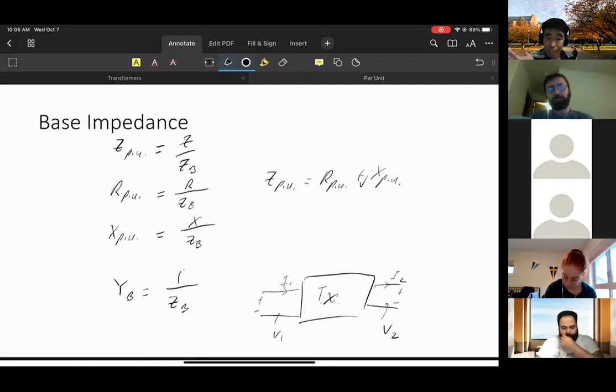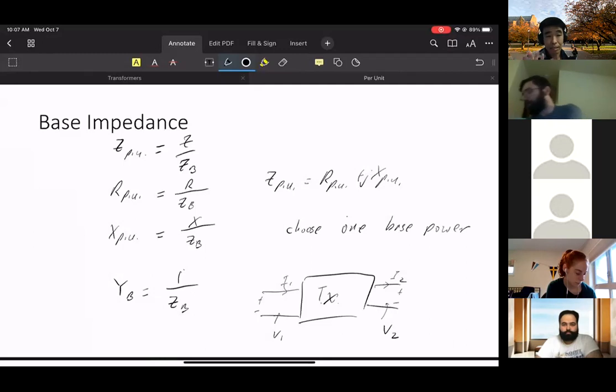So to make our life a little bit easier, one choice we should make is to choose one base power for this system, because power is conserved. If my nominal power is 100 MVA on the primary side, then the nominal power for the secondary is also 100 MVA. When you write a transformer, you only have one nominal power. So the first choice we should make is to take a base unit for the power.